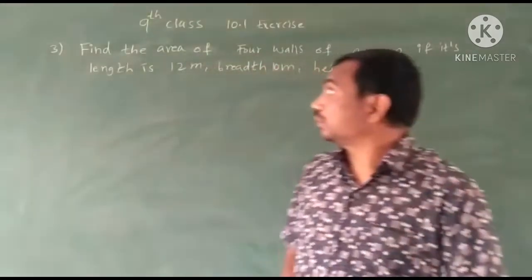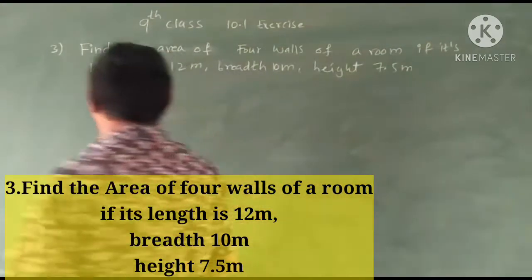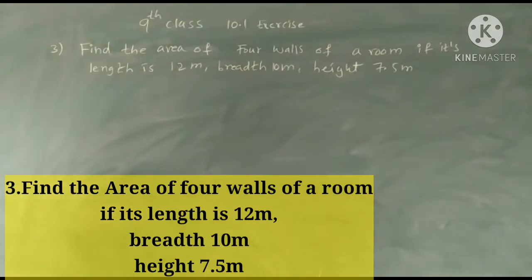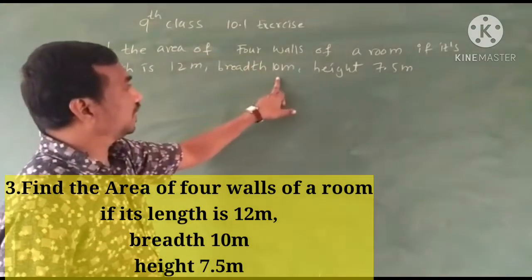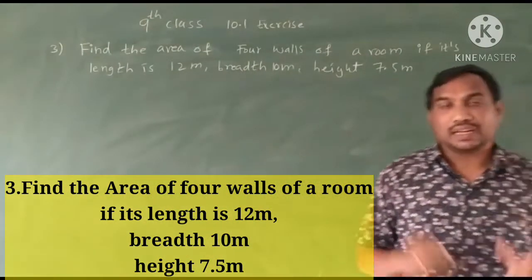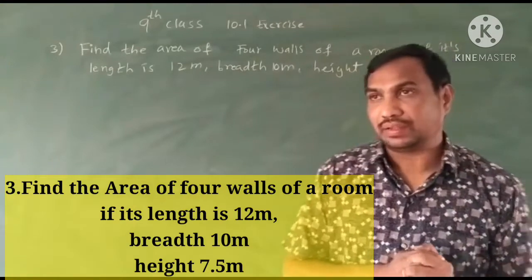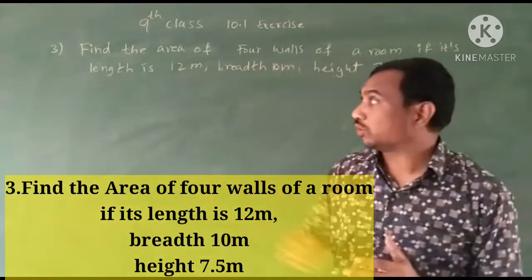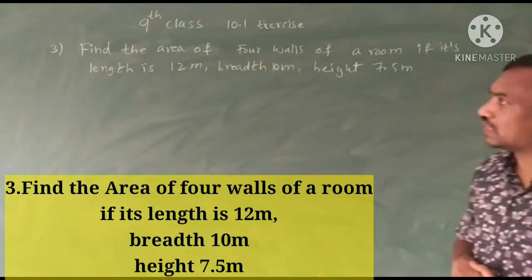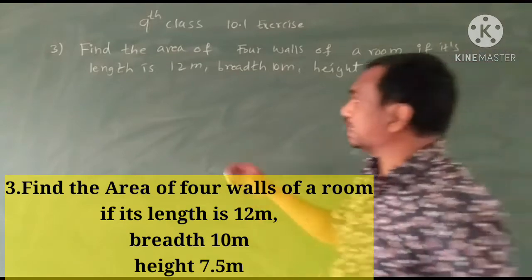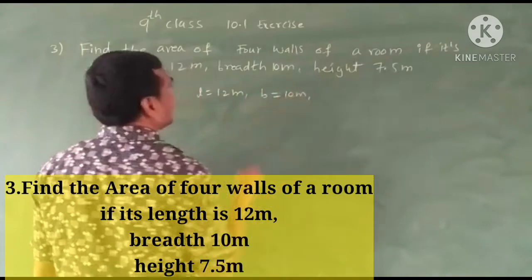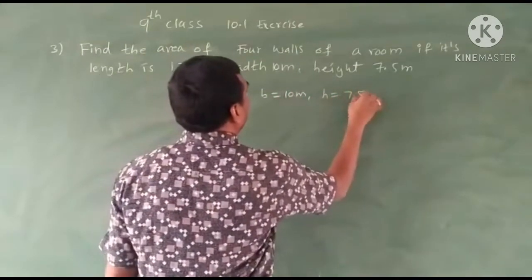Okay. Third problem in 10.1 exercise. Here it is given: find the area of 4 walls of a room if its length is 12 meters, breadth 10 meters, and height 7.5 meters. Generally, the room may be in the shape of a cube or cuboid. So here 3 dimensions are given to us. L is 12 meters, breadth is 10 meters, and height is 7.5 meters.